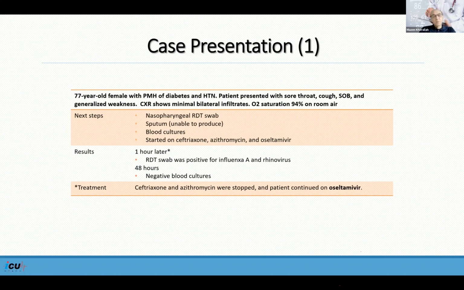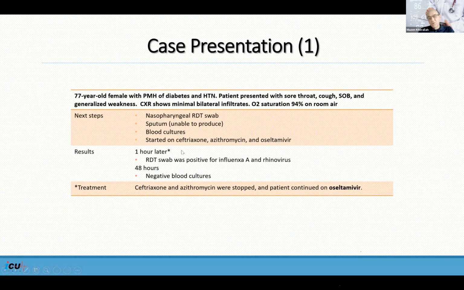One hour later, the rapid test was positive for influenza A, and it was positive for rhinovirus at the same time. And 48 hours after that, the blood cultures came back negative. However, in fact, we acted on this test here. We stopped ceftriaxone and azithromycin, and we continued with oseltamivir.